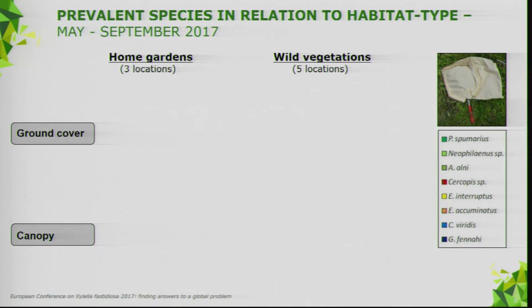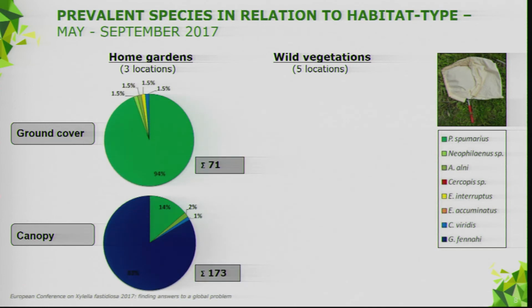The next slides give you a summary of the present xylem-feeder species independent of the habitat type, as well as whether they were on the ground cover or on the canopy. In the home gardens, on the ground cover, most of all we find Philaenus spumarius, whereas in the canopy the most present species was Graphocephala fennahi.